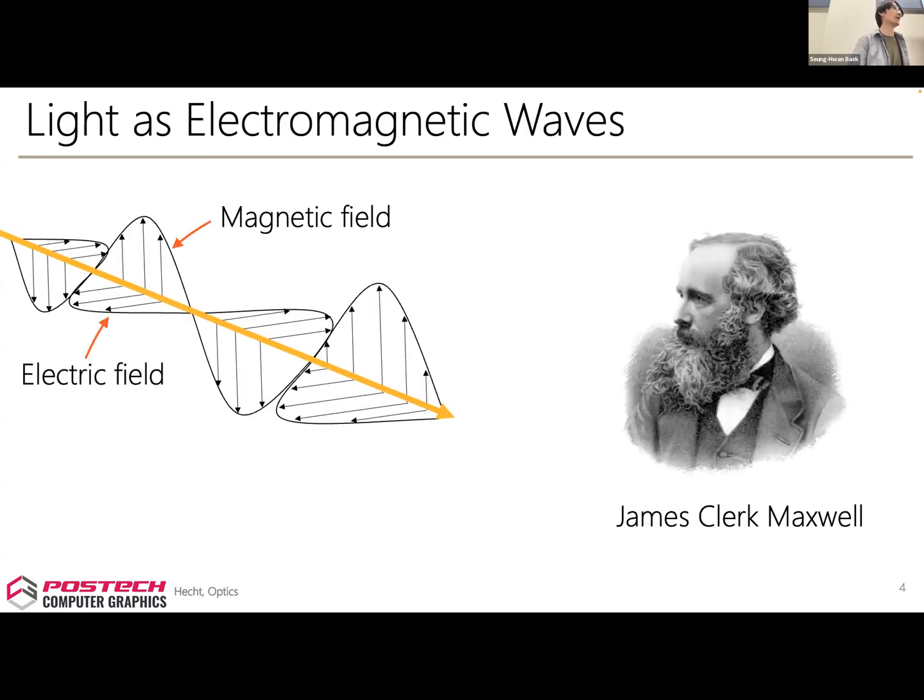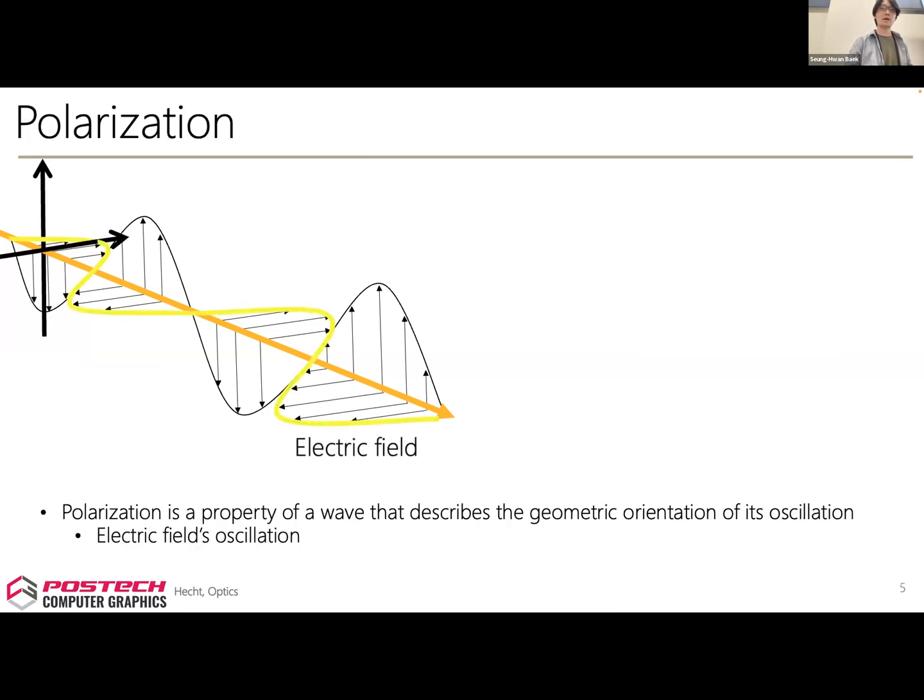So as Jinwei explained in the very beginning, light is waves, right? And we know that light is an electromagnetic wave, as Maxwell described, and light consists of two perpendicularly oscillating waves. One is the electric field, the other is the magnetic field, right? And polarization is a wave property of light, and it describes the geometric oscillation pattern of light's electric field.